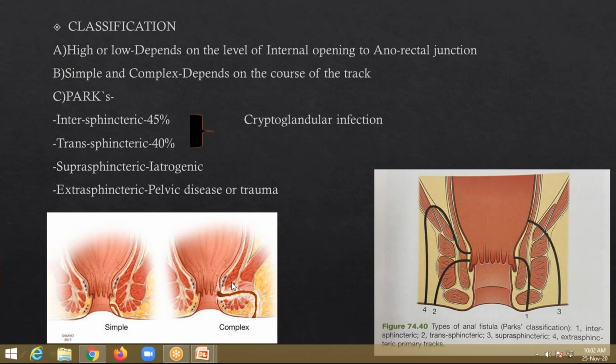Along with this tract, you will be excising the internal sphincter and external sphincter. Once the internal and external sphincteric muscles have been excised, what happens? The patient will have loss of continence. The continence mechanism is lost. The patient will say, "Sir, I am not able to control my feces."